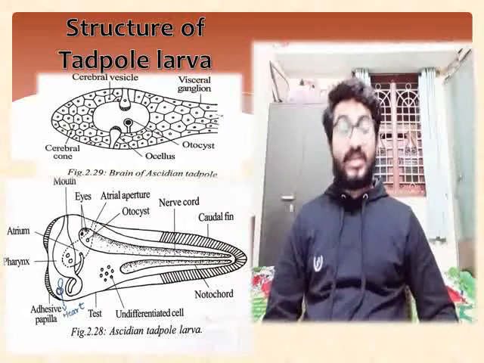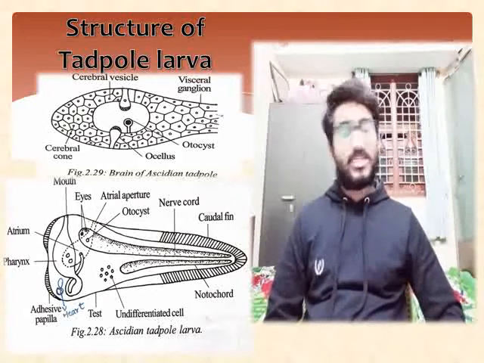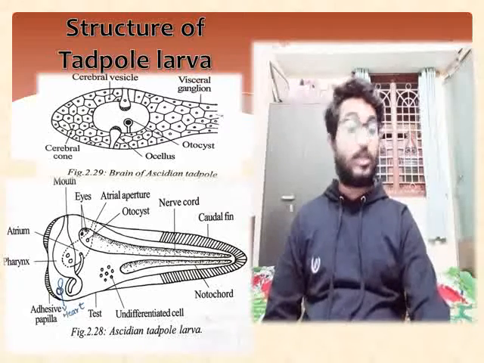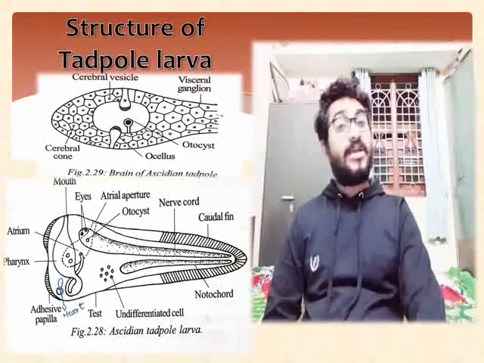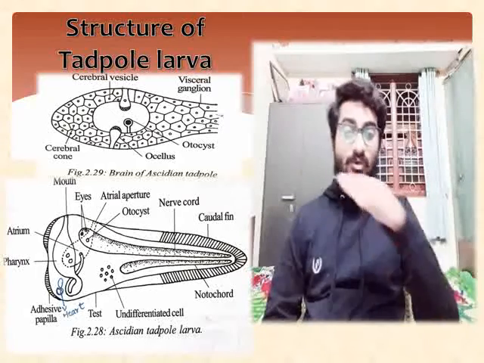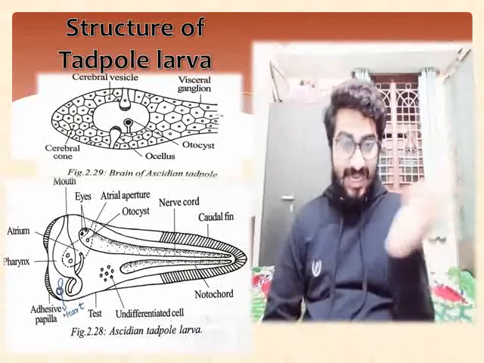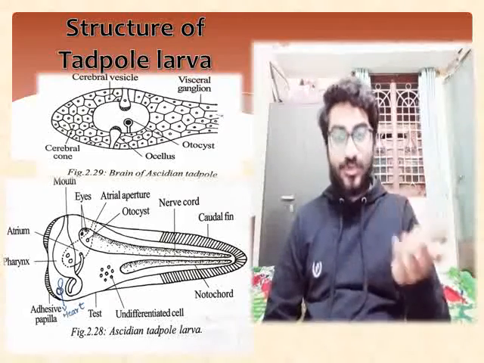Second thing, it is very short-lived, for 3 hours. It does not feed during its lifetime. It is planktonic in habitat. It looks like a frog's tadpole larvae, hence the name ascidian tadpole larvae. The body is transparent, and has a covering called test or tunic, which is made up of a chemical structure called tunicin.